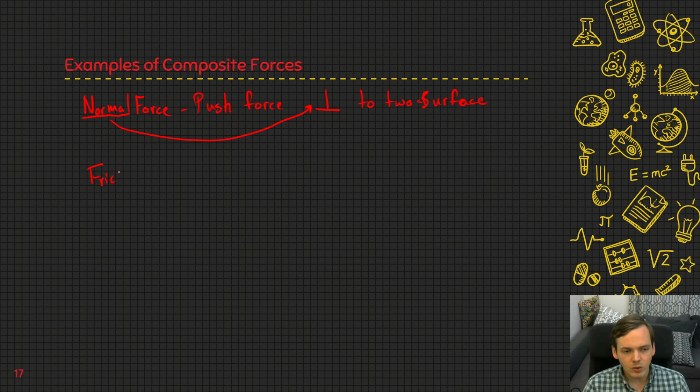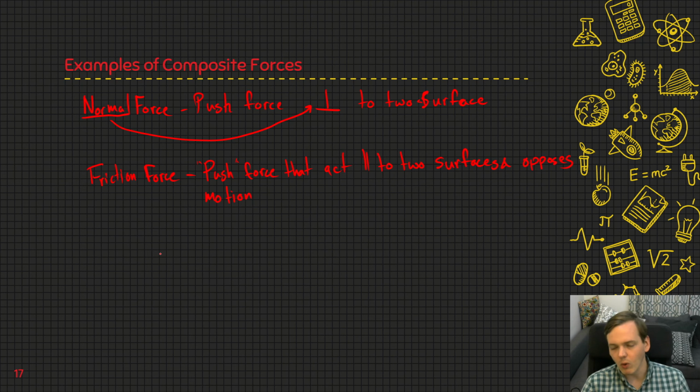Next, we have the friction force. And this is a push force, kind of, that acts parallel to two surfaces and opposes motion. So it will always point in the opposite direction that an object is trying to move or succeeding to move.